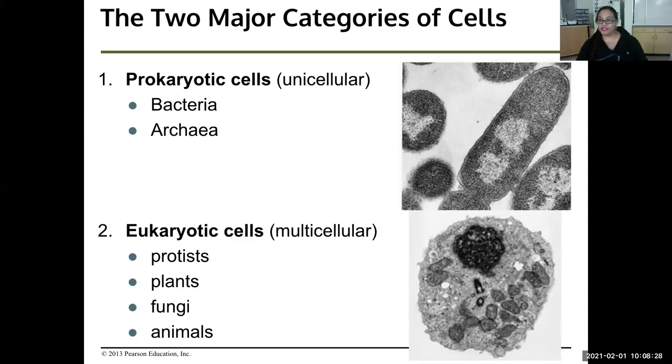We will have chapters dedicated to all of those things, or at least sections of chapters. There's a whole chapter about protists. There's a whole chapter about plants. And then fungi and animals kind of get a little grouped together because they're eukaryotic cells that are multicellular.